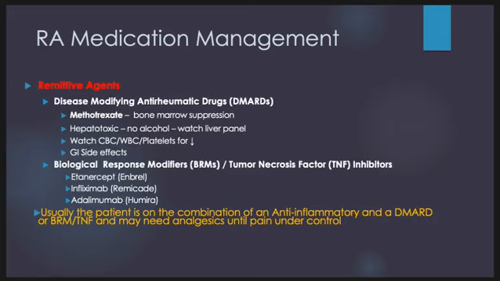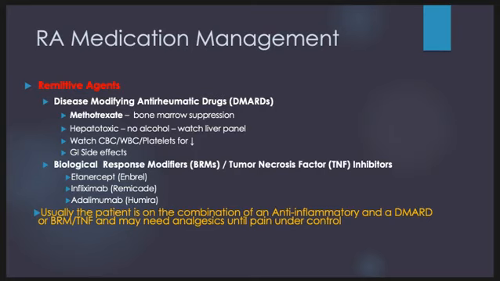Remittive agents include DMARDs or BRMs. DMARDs are common ones used, such as methotrexate. This is a medication we worry about because it does cause some bone marrow suppression. This is a form of chemotherapy, and we worry about the same things that we do with our cancer patients, one of them being infections. So we have to monitor patients for signs and symptoms of infections.